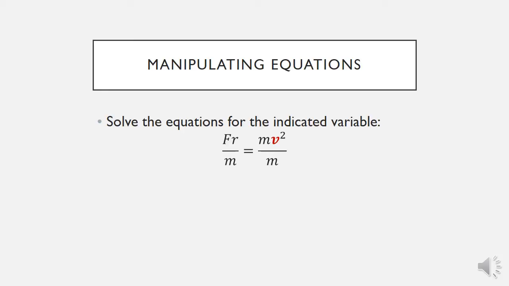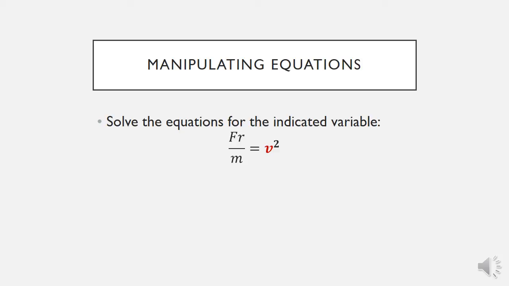Once I've done it on both sides, it looks like it's ready to cancel. So cross out my m's. Looks like I'm left with just v squared on the side. Clean it up a little bit. This is what it should look like. So now I have v squared by itself.